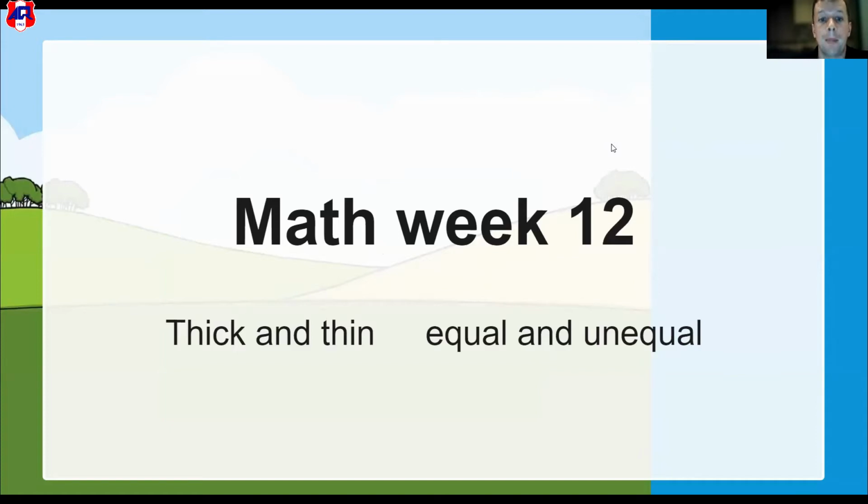So now we're at math class week number 12 already. And today we're going to talk a little bit about thick and thin and equal and unequal. Okay, so we're going to start with thick and thin. Ready? Let's go.